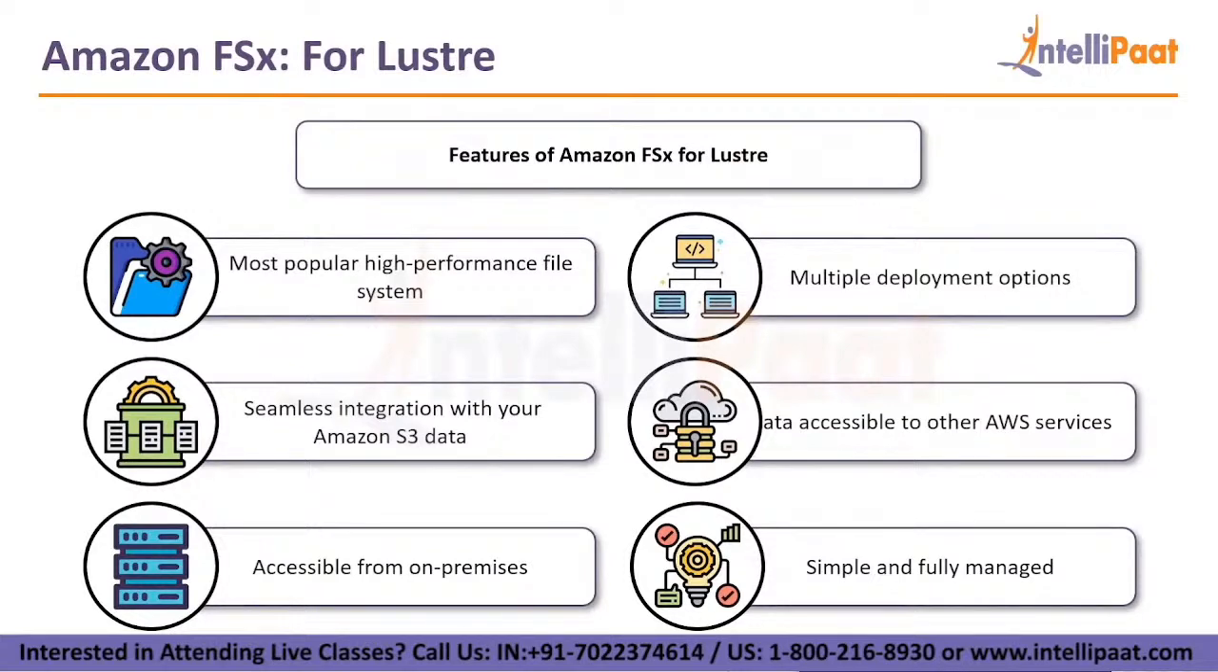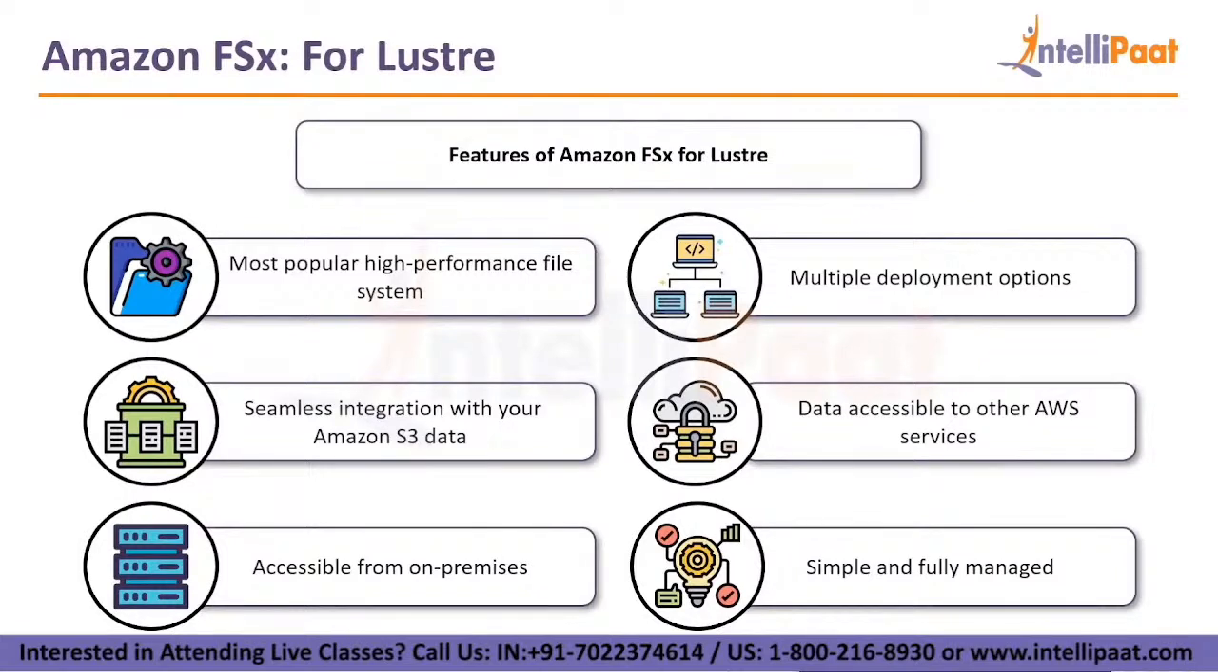And multiple deployment options. You can deploy it to Windows, you can deploy it to Linux. Seamless integration with your Amazon S3 data. You can connect it with S3 and get the data from S3, or export the data from the Lustre file system into S3. And data accessible to other AWS services, so you can allow other AWS services to access the data in the FSx file system for Lustre as well. You can connect it to your on-premises systems and access it from there as well. And it is simple and fully managed, as with all the AWS services. So it was the same for FSx for Windows File Server. It is also the same for Lustre.